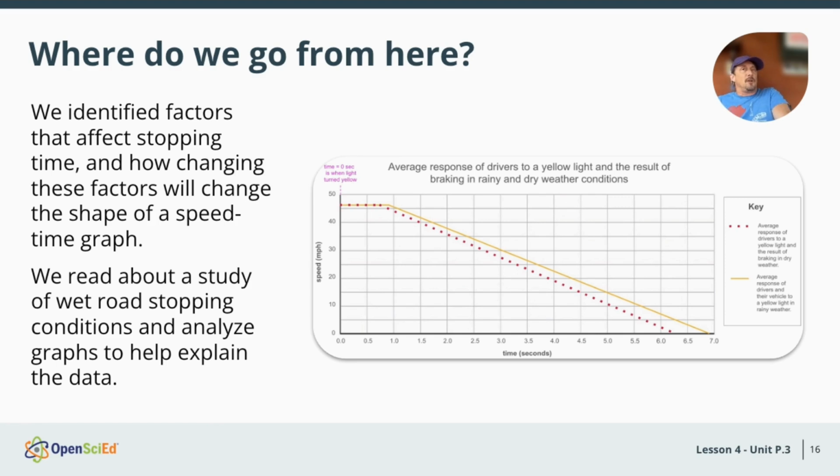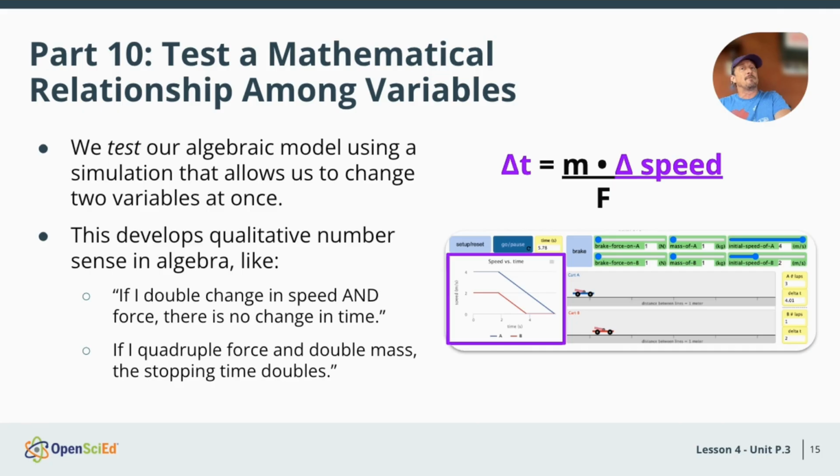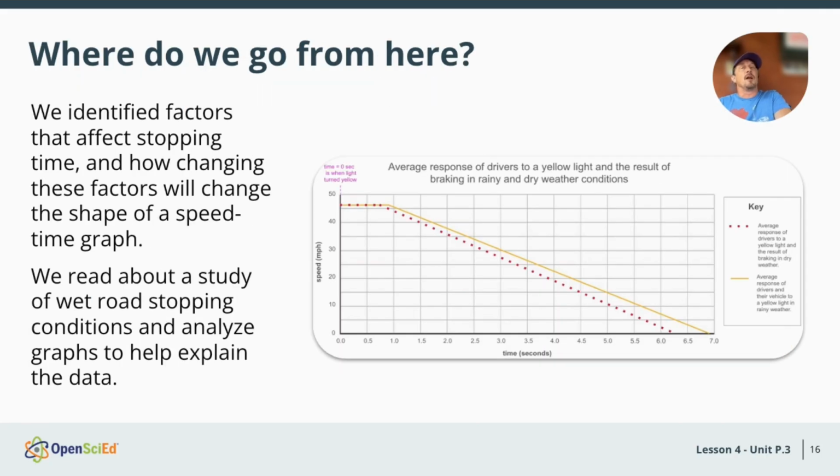These more complicated predictions are more easily made with the algebraic model. We then apply these same ideas in the next lesson to real-world data from a research paper about stopping time on wet roads and people's responses to yellow lights. You'll see here there's a speed-time graph that is pretty similar to the speed-time graphs that we've looked at previously, and students apply that to think about why wet roads would be less safe.